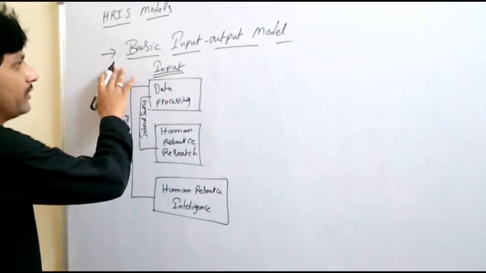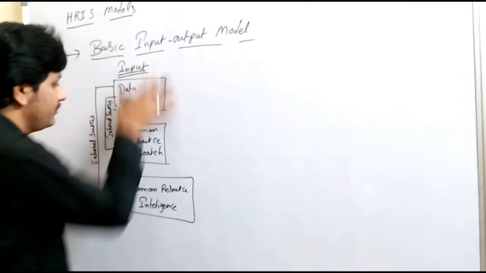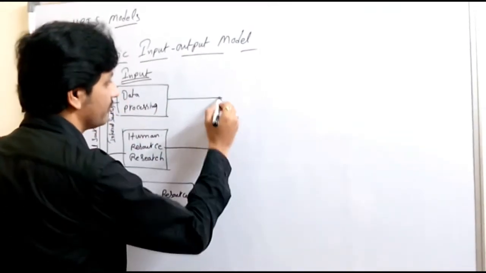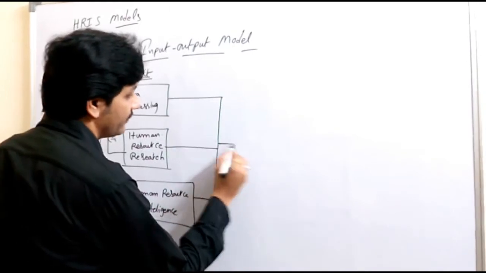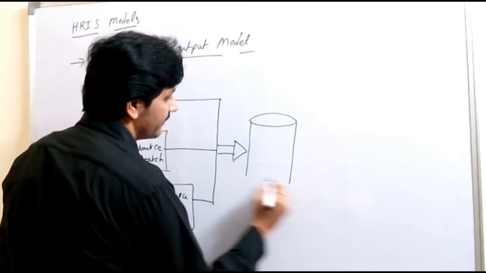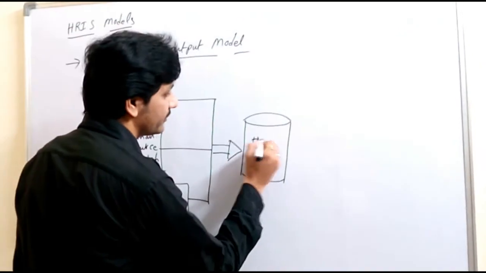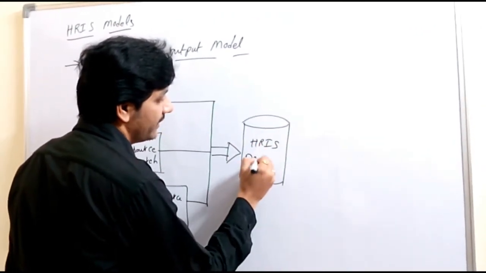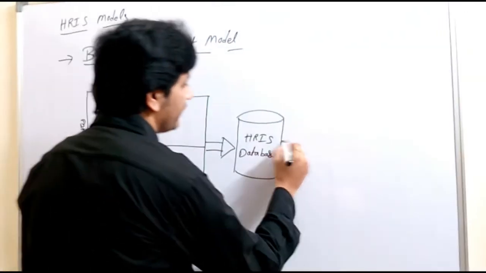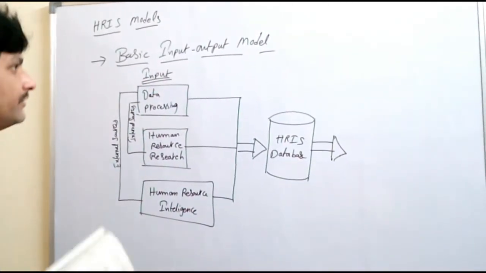This information model is an input output model. These are the inputs, and after you give this set of inputs, processing takes place. What is that processing? The processing is done using the HRIS database. Next, what we get as output results, I will tell you.